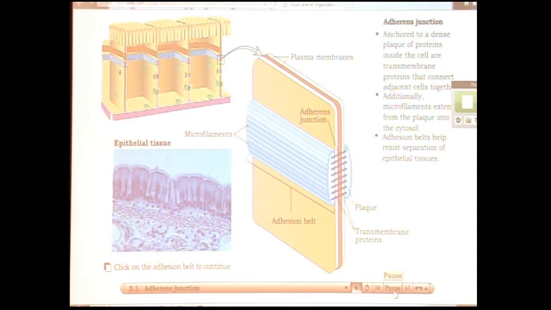Some of them have more of one than the other, but you need to have at least some of each of them, probably. Okay, so like your digestive tract would have lots of tight and some adherens. Okay. Good question. All right, so skip those, and we'll look at our gap junctions.